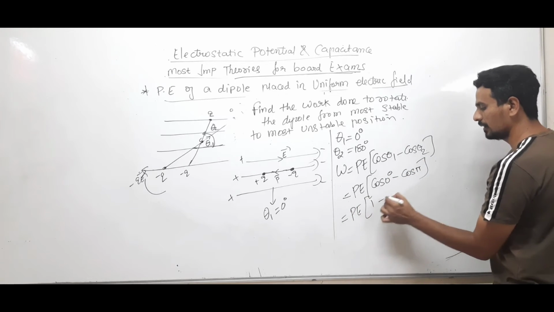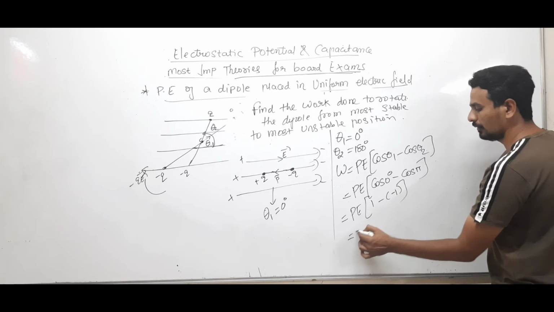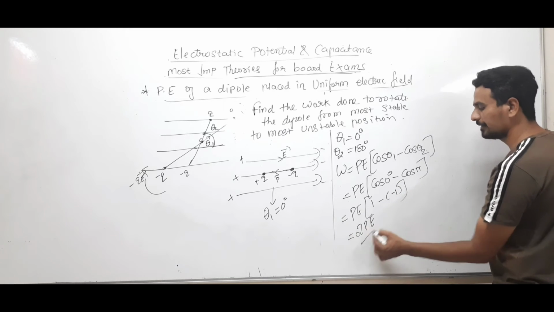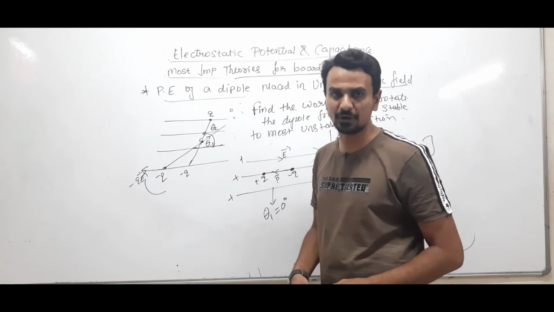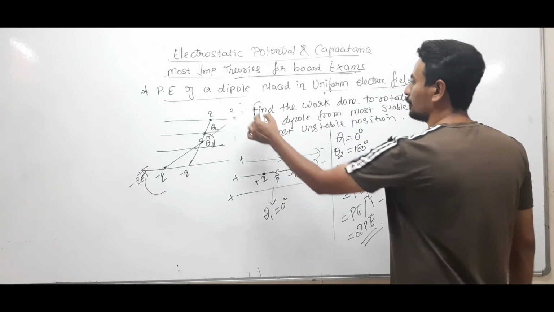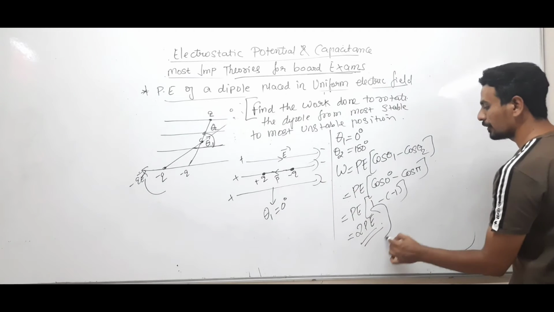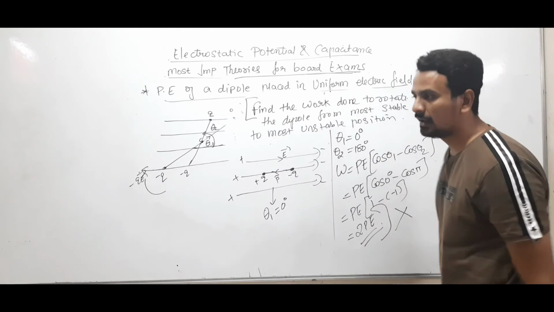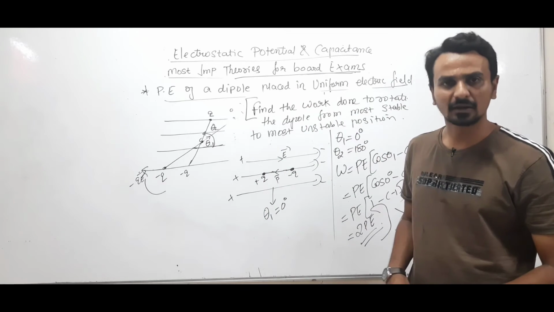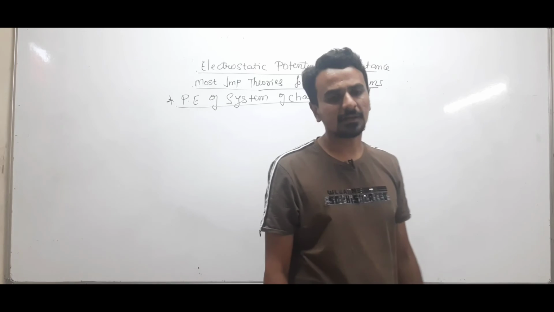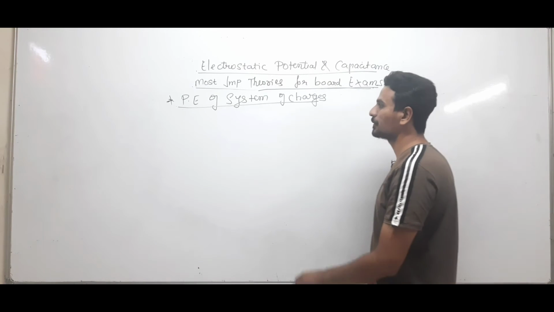PE 1 minus 1, 2 PE. Cos 180 is minus 1. This is the work done to rotate the dipole from the most stable to the most unstable position. You don't have to write this. This is just for your knowledge, just to explain to you. In your exam, you have to derive U equals minus p dot E. Clear? Okay. So the last answer, potential energy of system of charges.